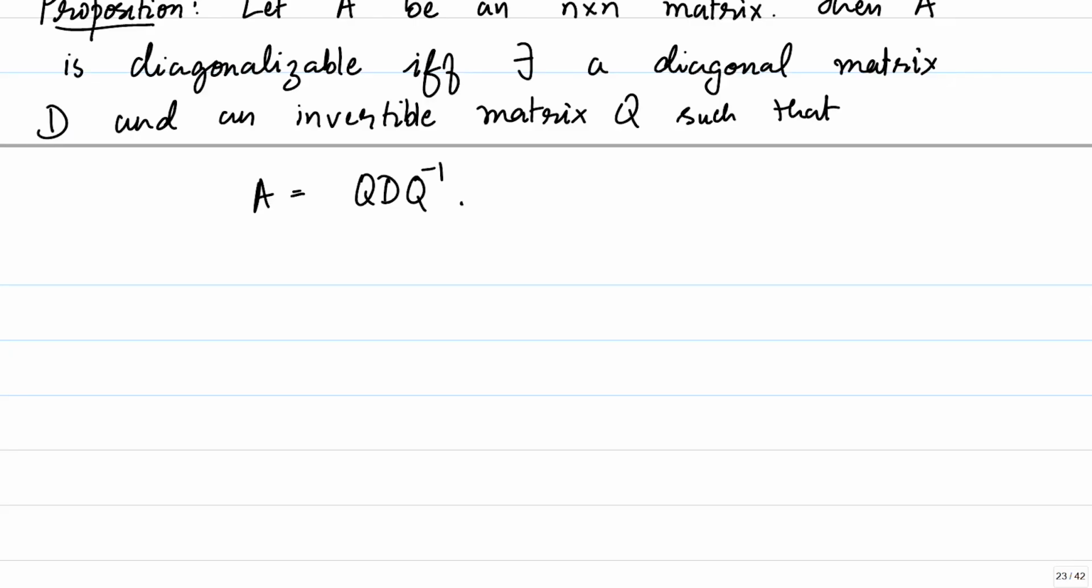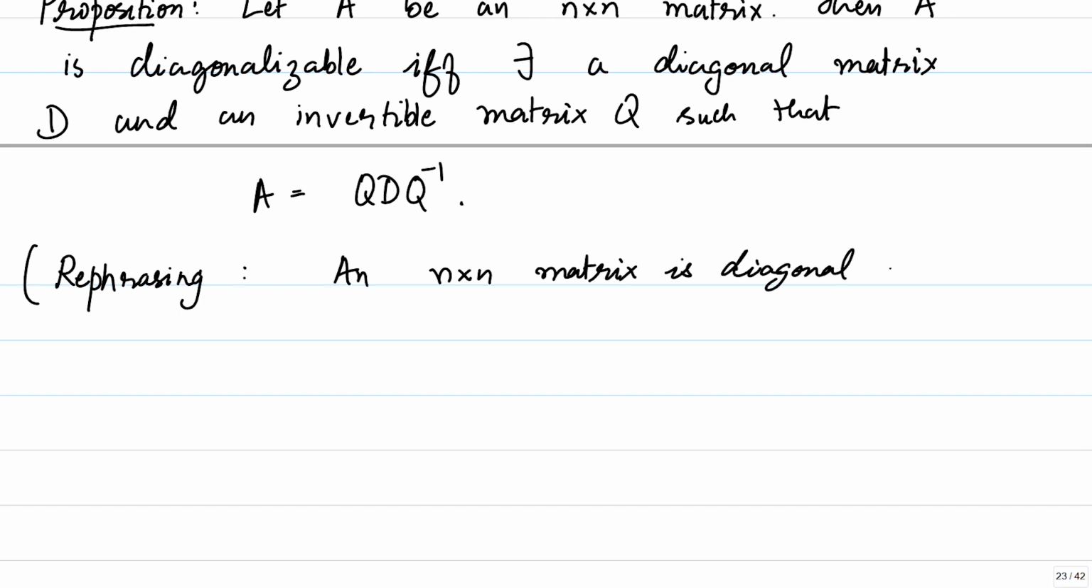So, notice that A is equal to QDQ inverse tells us that A is similar to D, but D is a diagonal matrix. So, this is rephrasing: an n cross n matrix is diagonalizable if and only if it is similar to a diagonal matrix.